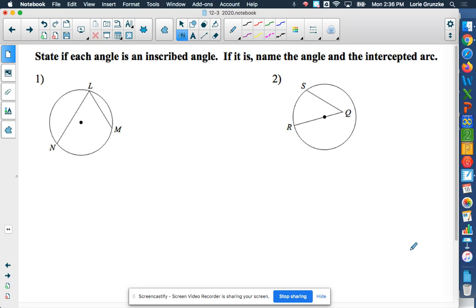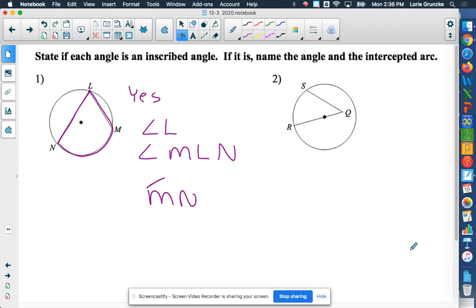So state if the angle is inscribed. If it is, name the angle and the arc. So here's the angle. Is it inscribed? Yes, because it's on the circle. It's right on top of the circle. So your first answer is yes. Name the angle. Well, you could say angle L. Some people would say angle MLN because it's the only angle down there. I think you're okay just saying angle L. Now, what's the intercepted arc? So you draw the angle. The arc is what connects the two ends. Here's the arc. So you write MN and you put an arc over it.